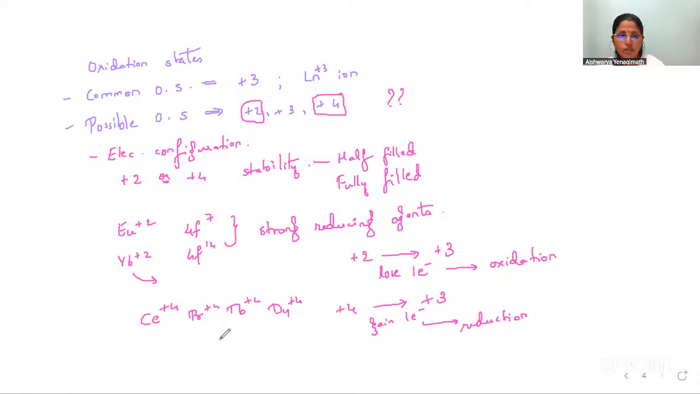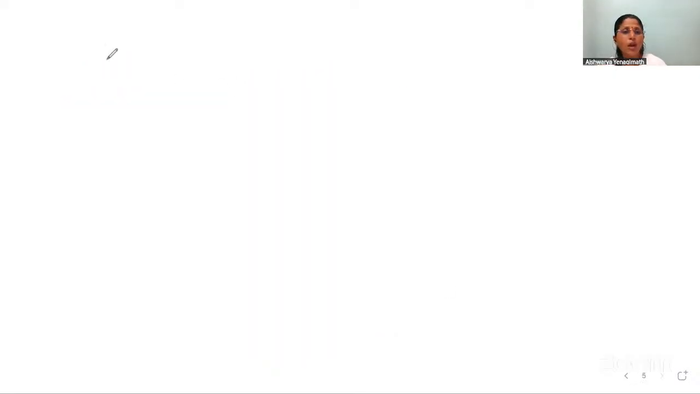They will help in oxidation, and they themselves get reduced. Therefore, the ions of lanthanides which are in the +2 state act as strong reducing agents, and the ions of lanthanides which are in the +4 state act as strong oxidizing agents. Very important concepts. Clear with this? Yes? Okay, fine. Now the general characteristics which we were seeing.